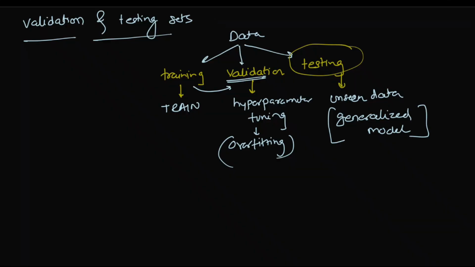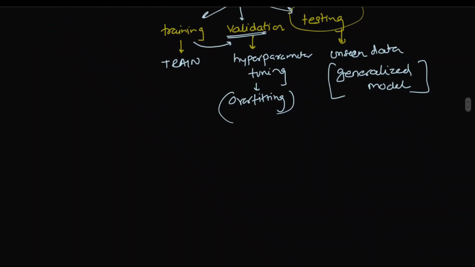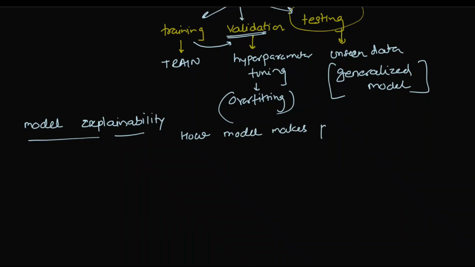Additional considerations while doing this include checking model explainability. Other parameters also need to be considered. Model explainability means seeing how the model makes predictions. Second, we also need bias mitigation, which means we make sure that our model is fair. It should not be biased toward any one thing.